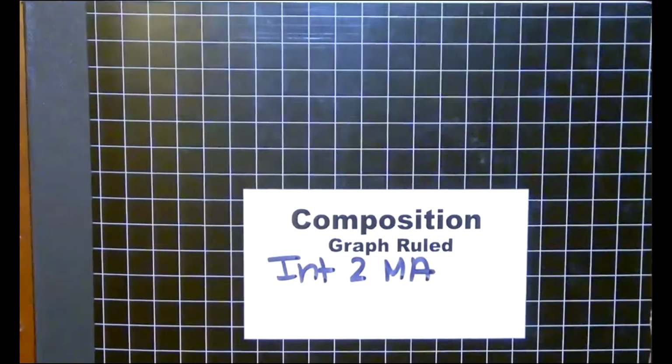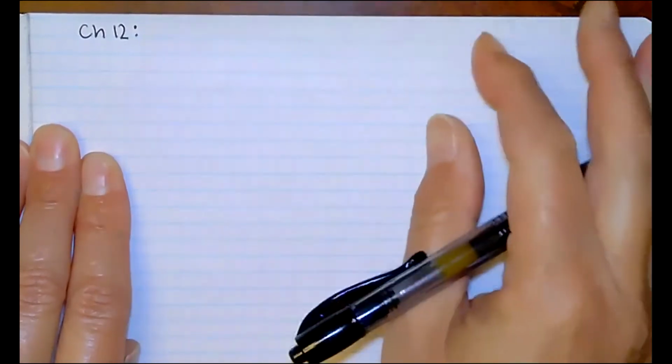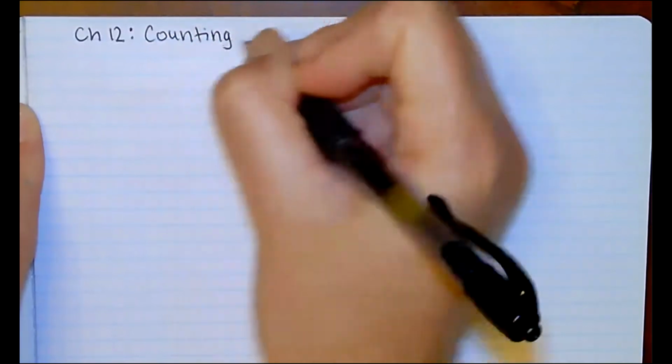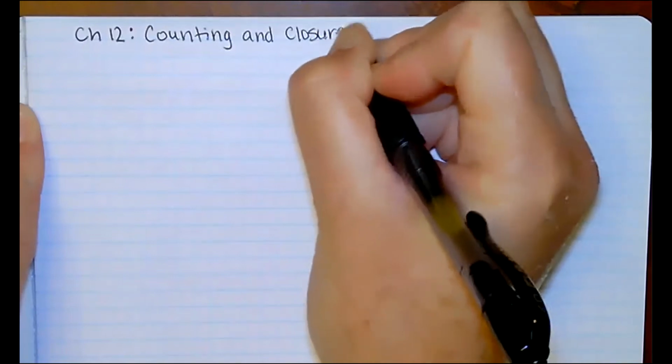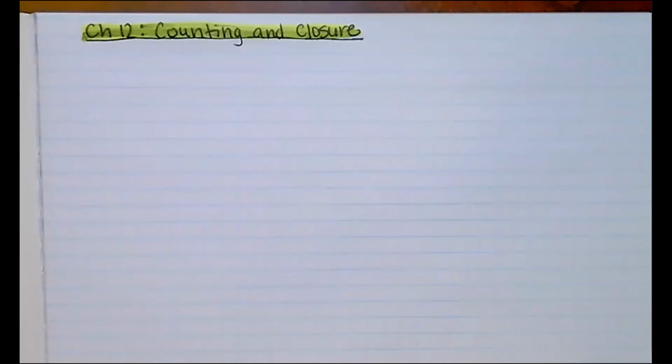So we're going to open our composition book up, and let's write our table of contents. So this is chapter 12. And chapter 12 is Counting and Closure. That's the title. So again, chapter 12, Counting and Closure.